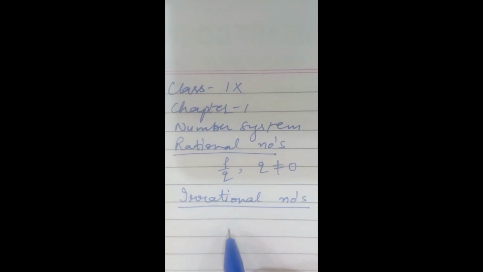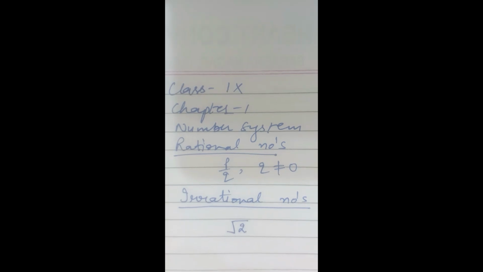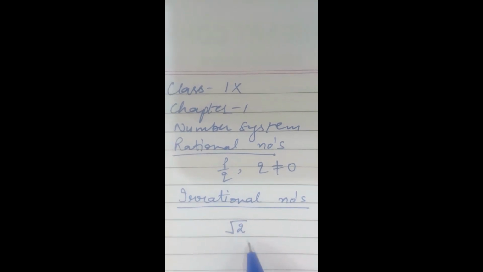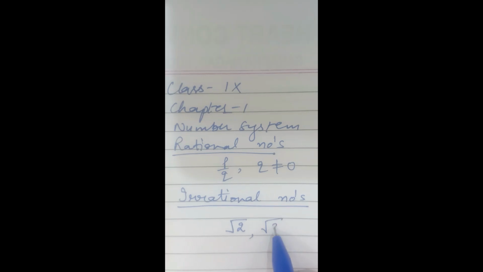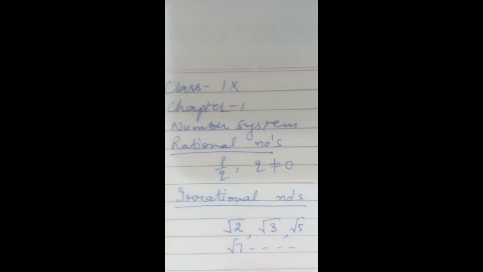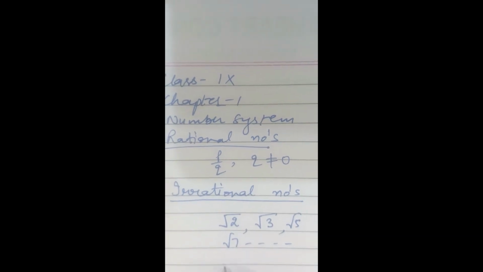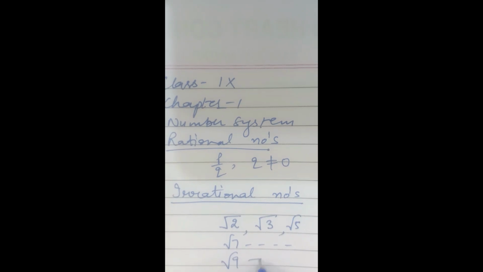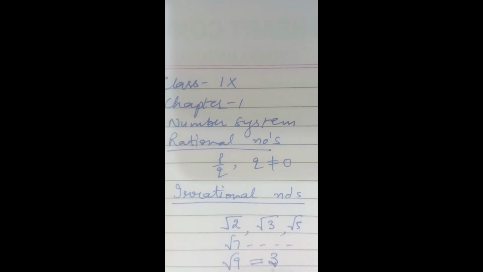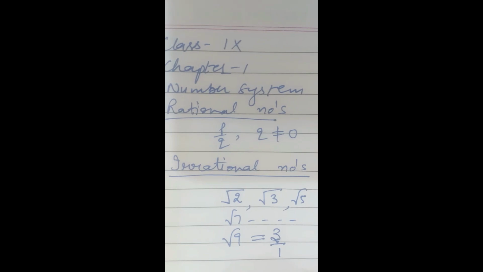The easiest way to recognize an irrational number is any prime number under the root. Prime numbers which are 2, 3, 5, 7, 11, 13 and so on. Any prime number under the root, which is under root 2, under root 3, under root 5, under root 7 and so on, these are irrational numbers. Why do we say under root 9 is a rational number? Because under root 9, if we go only for the positive value, will give you the number 3, which is a rational number as it can be written in the form of 3 upon 1.